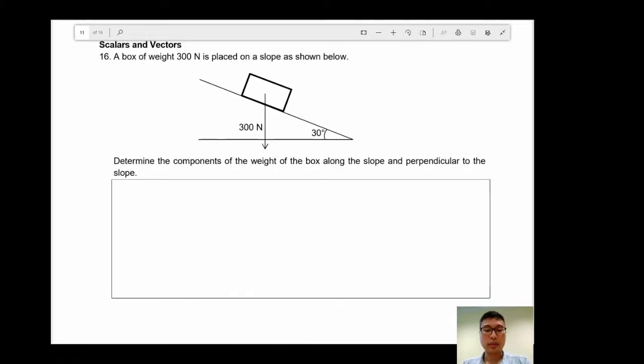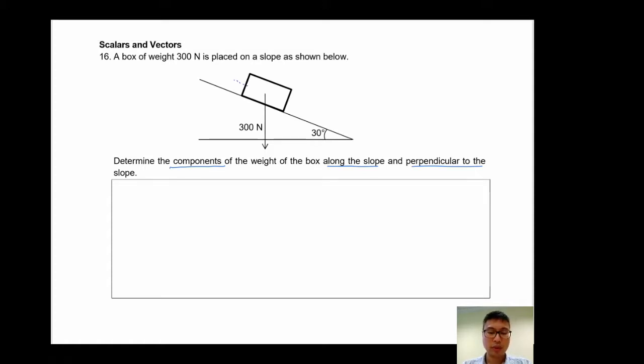Alright, let's take a look at question 16. We have a box of 300 newtons placed on a slope, and they want us to determine the components of the weight of the box along the slope and perpendicular to the slope. Now, the first thing we need to do when resolving vectors is to draw the axes.